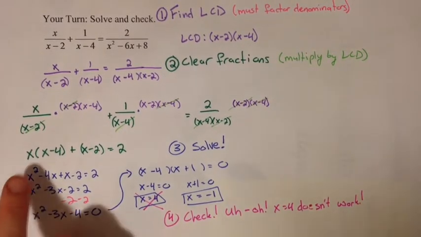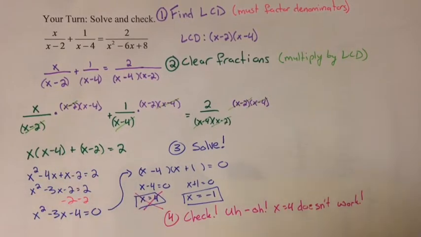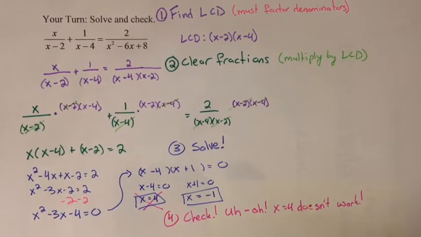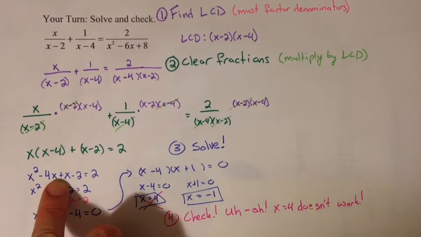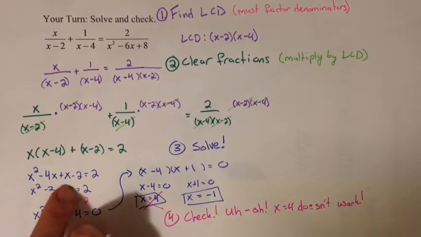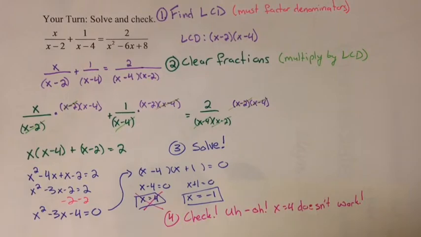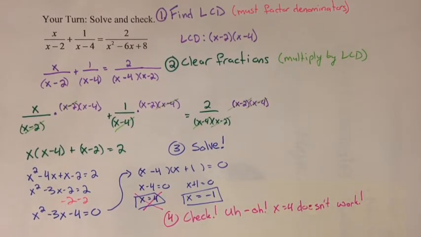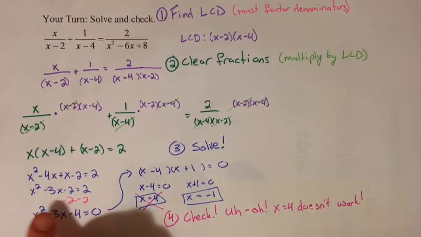The first thing I want to do is distribute everything so that I can see what sort of an equation this really is. I end up with x squared minus 4x plus x minus 2 equals 2. I do some combining of like terms, and now I have x squared minus 3x minus 2 equals 2. What I see here is that this is a quadratic equation, and the way that I solve quadratic equations is by setting them equal to 0 and then factoring.